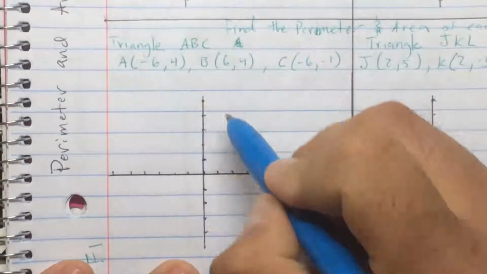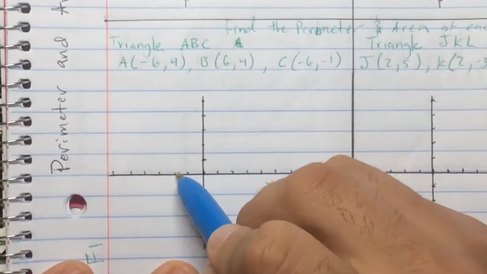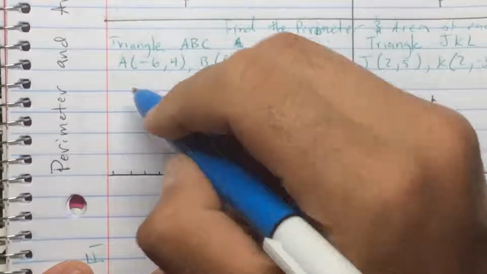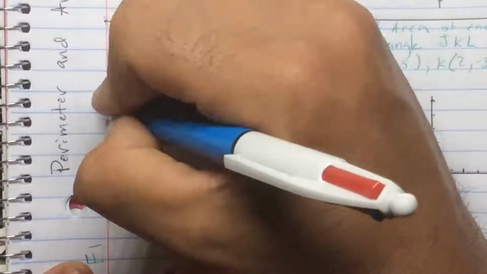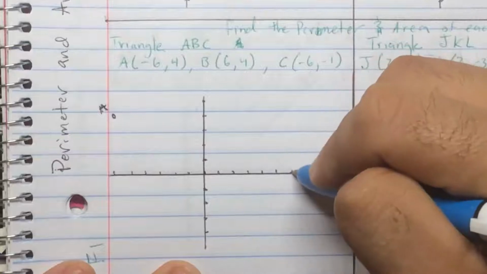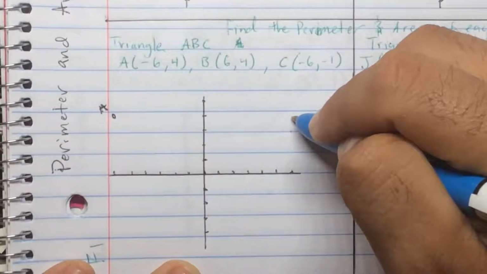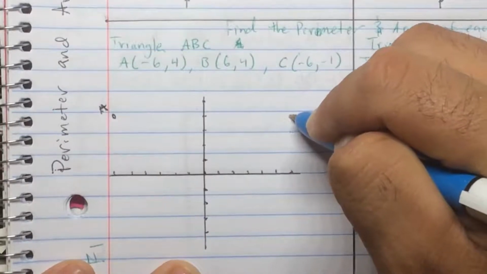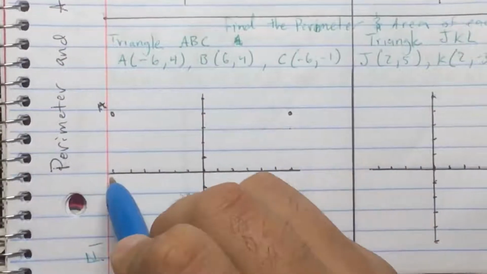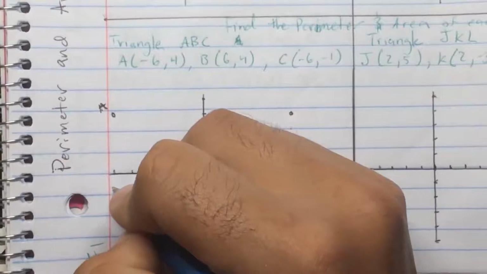The area. So the first point is at -6, 4. So we have 1, 2, 3, 4, 5, 6. And 1, 2, 3, 4. It's right there. It's going to be our A. Next point is at 6, 4, which is all the way out here. 1, 2, 3, 4, which is right there. And then we have our last point, right? -6, -1.